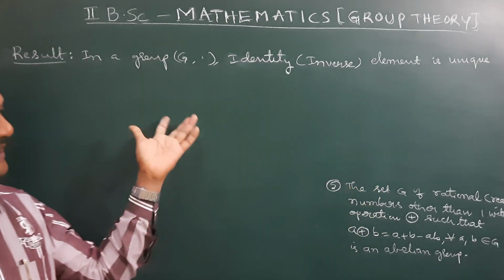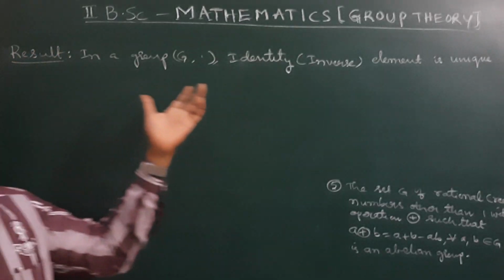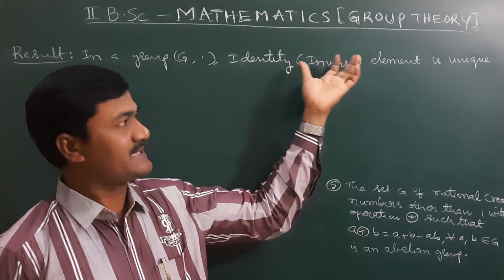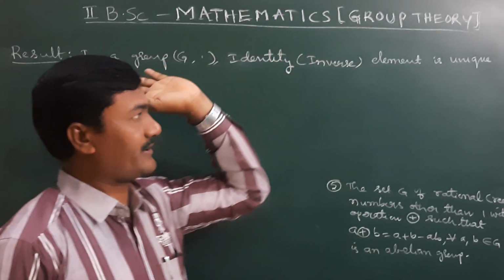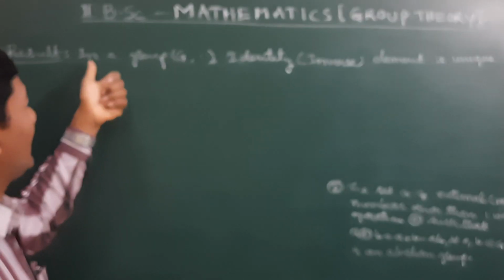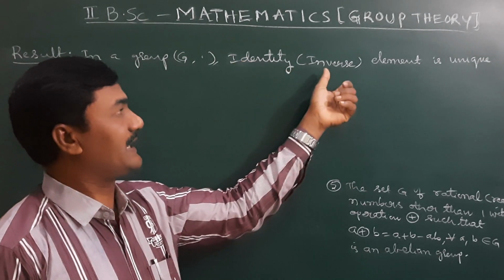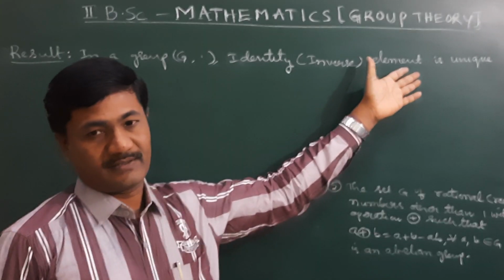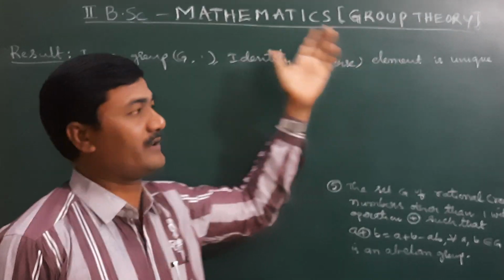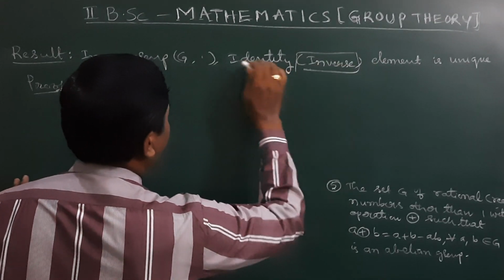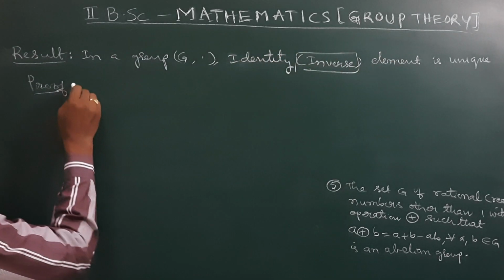Now, a very important result, the first theorem in group theory and abstract algebra. The important statement is: in a group (G, dot), a multiplicative group, the identity element and the inverse element are unique. How can we prove it? First of all, we prove that the identity element is unique. We skip the inverse and prove only that the identity element is unique.